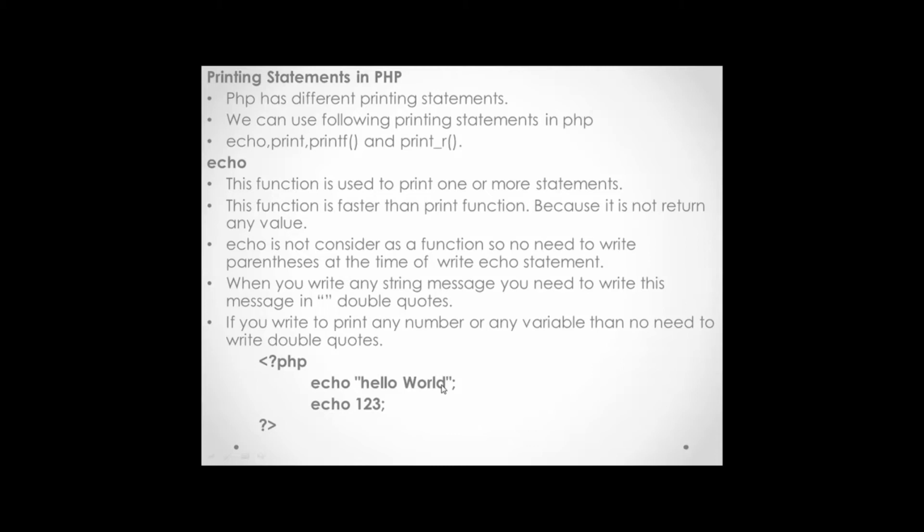But if you write any number or any variable, at that time there is no need to define the double quote sign. Suppose I want to write the number 123 here. If I am not writing the double quote sign, then it will print 123 as a number. Likewise, if I write the double quote sign with 123, it will also print 123 as a number. There is no change in number format.